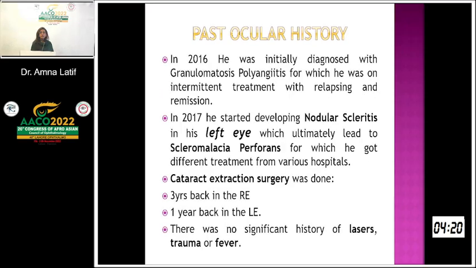The past ocular history showed that in 2016 he was diagnosed with granulomatous polyangiitis, for which he was on intermittent treatment with relapses and remissions. In 2017, he started developing nodular scleritis in his left eye, which ultimately led to scleromalacia perforans, for which he received different treatments from various hospitals. Cataract extraction surgery was done in both eyes, and there was no history of significant lasers, trauma, or fever.